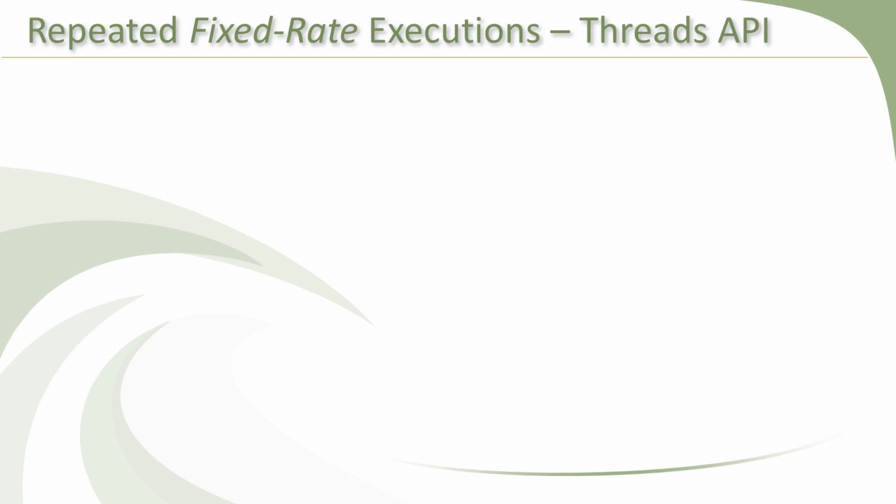In the previous video, we learned about scheduling tasks for repeated fixed delay executions using the Threads API. In the current video, we will learn what repeated fixed rate executions are and how to use the Threads API to schedule tasks for the same. You already know that Timer and TimerTask only will be used here.